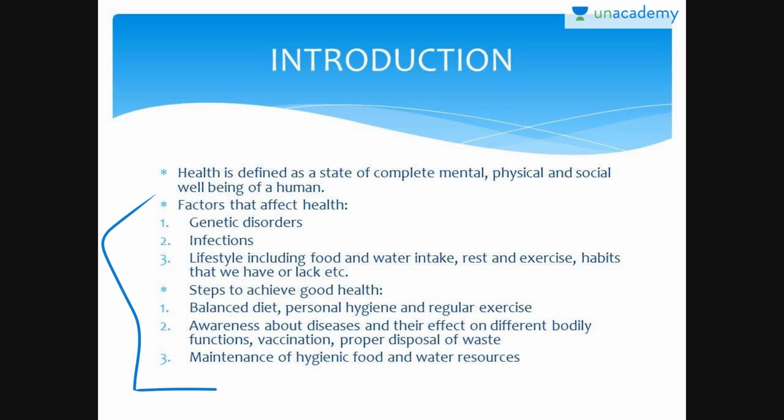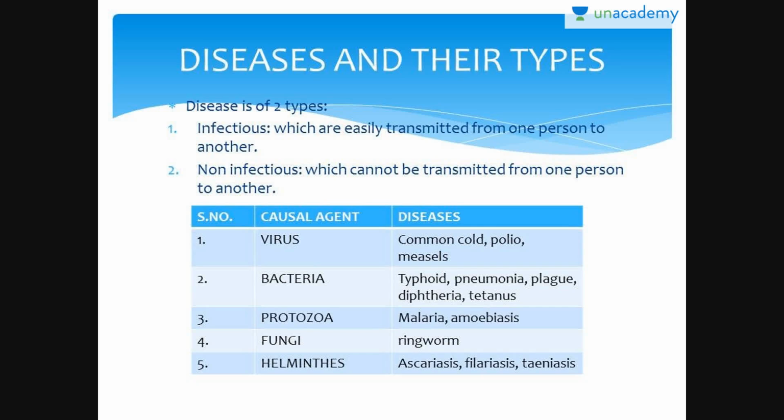Factors that affect health are genetic disorders, infection, lifestyle. Steps to achieve good health: balanced diet, awareness about diseases, and maintenance of hygienic food and water resources. Diseases and their types. Diseases are two types: infectious and non infectious. Infectious are the ones which are easily transmitted from one person to the other, and non infectious are the ones which cannot be transmitted from one person to the other.